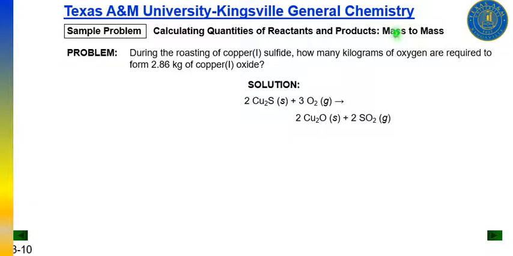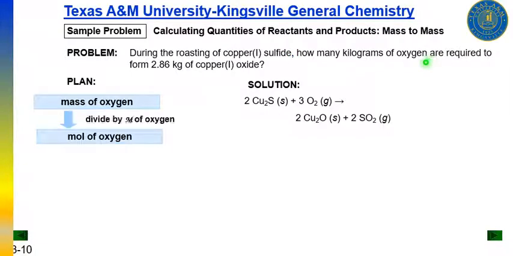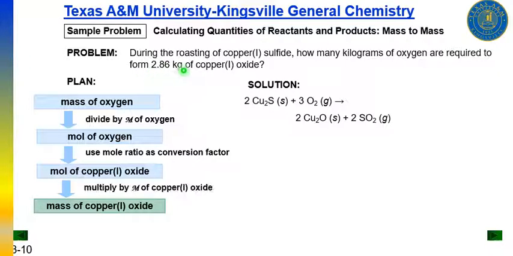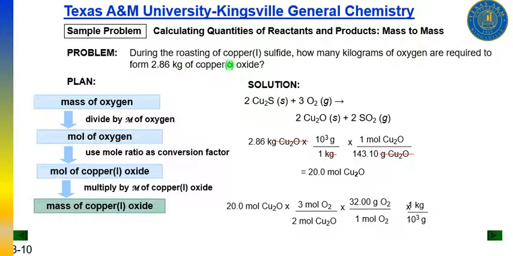I believe I do have one more question, which is to calculate the quantities of reactants and products from mass to mass. Again, in the above question, you are going to roast. You are going to actually produce 2.86 grams of copper 1 oxide. I want to know how many grams of oxygen is required.